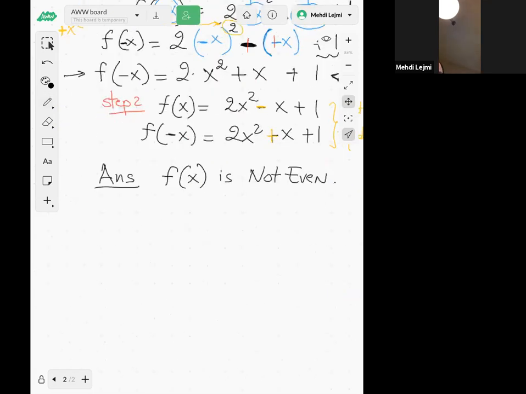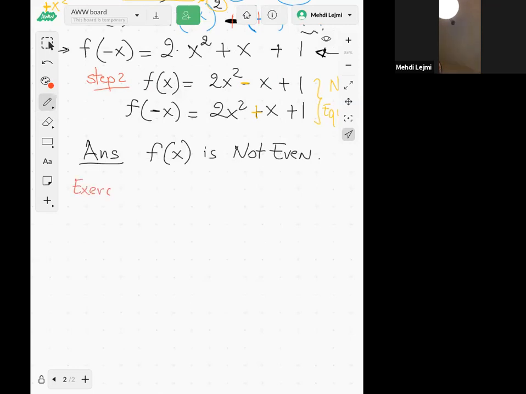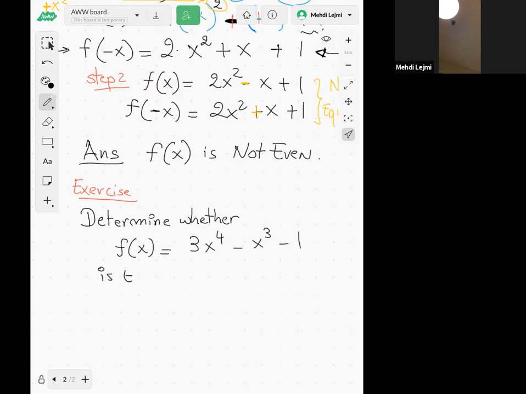So here's a small exercise before moving to the odd functions. I'm just going to give you one function so you can practice a bit. Determine whether f of x equal to, let's say, 3x to the fourth minus x cubed minus 1 is even. Okay.